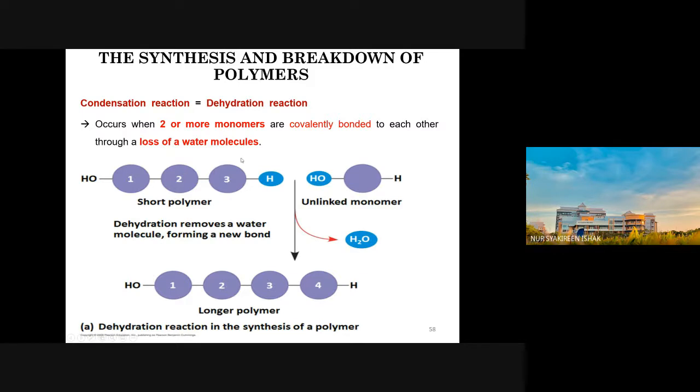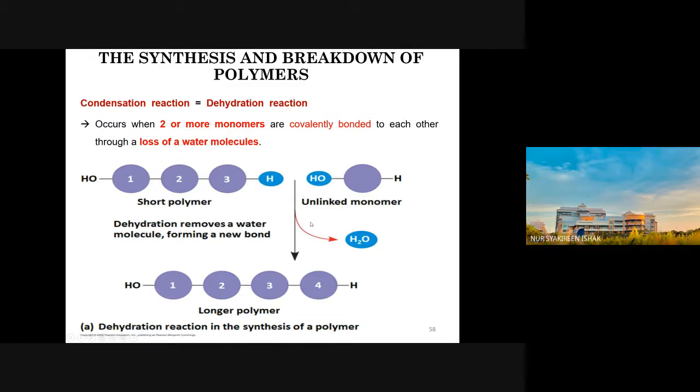Okay, so you have these three monomers in a short polymer. So you want to add another monomer. Okay, so in the process of condensation or dehydration, OH of this monomer will be removed, and hydrogen of the monomer at the end of the polymer will be removed. So these two will be removed and combined to form water molecule. Okay, so water will be discarded from the reaction to form a longer polymer. So this time from three, it has four monomers in that molecule. Okay, so reaction ni awak kena ingat lah.